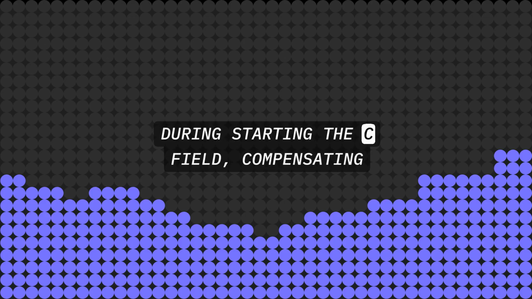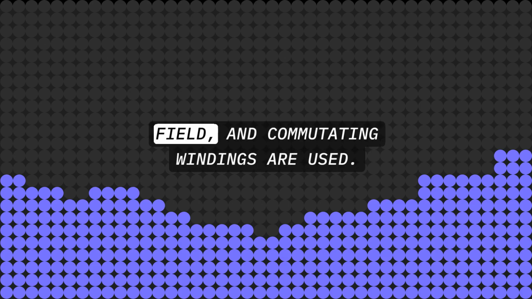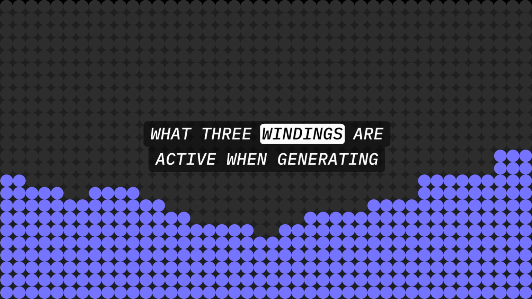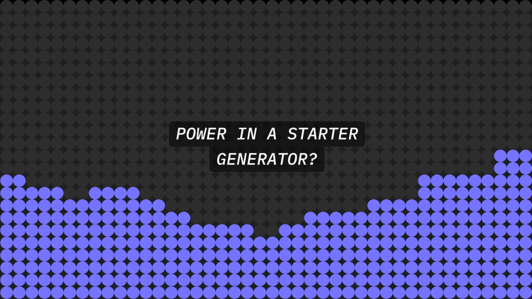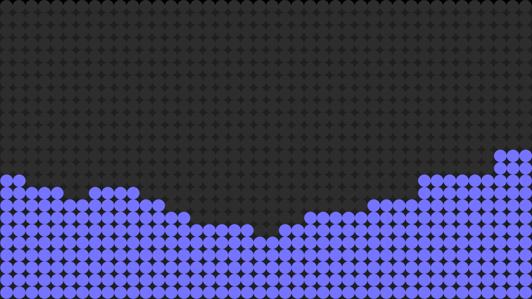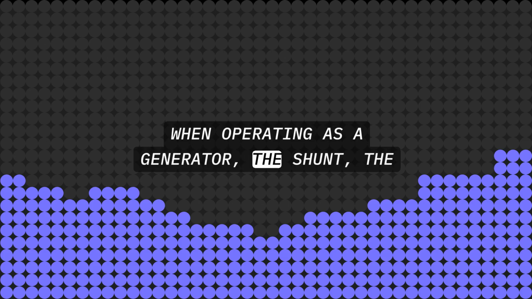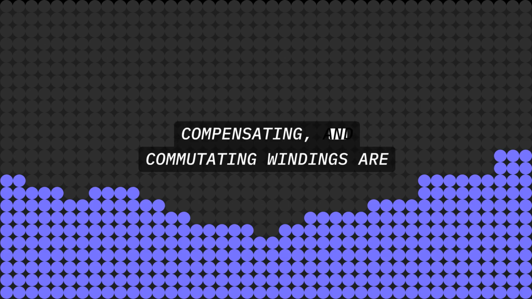What three windings are activated during start mode in a starter generator? During starting, the C field, compensating field, and commutating windings are used. What three windings are active when generating power in a starter generator? When operating as a generator, the shunt, the compensating, and commutating windings are used.